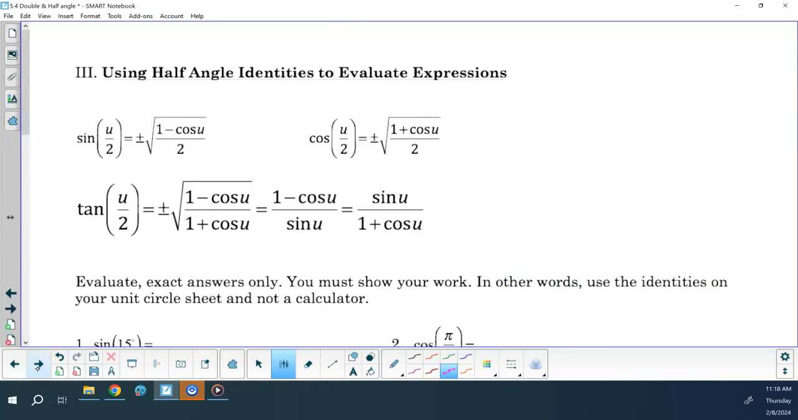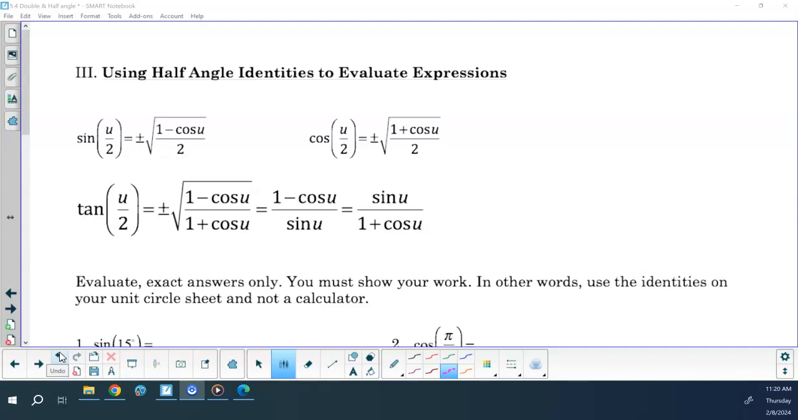Alright, let's go to page 3. Okay? So, page 3 says, now we've got half angle formulas. So yesterday was double angle formulas, now we've got half angle formulas. Okay? Sine and cosine. Now these are a little, you got to pay attention to what's going on with these.